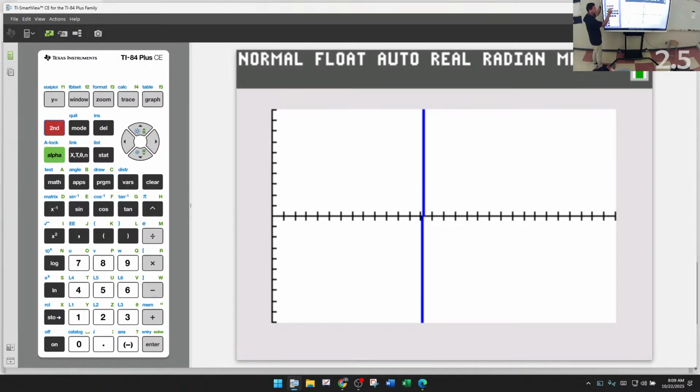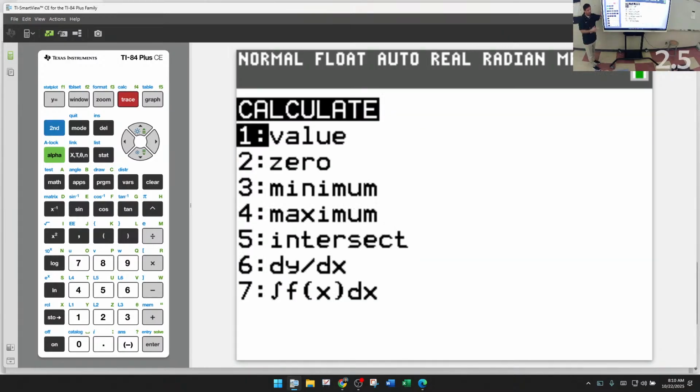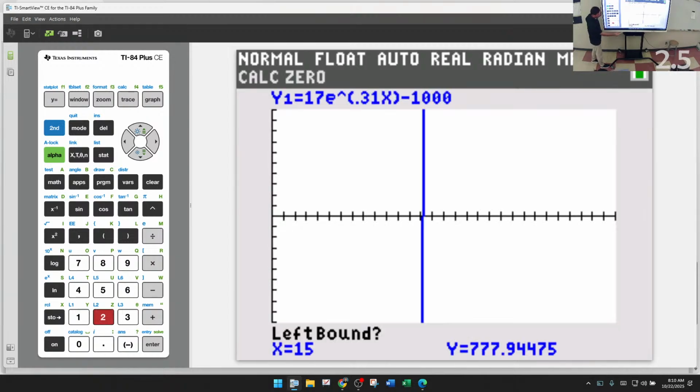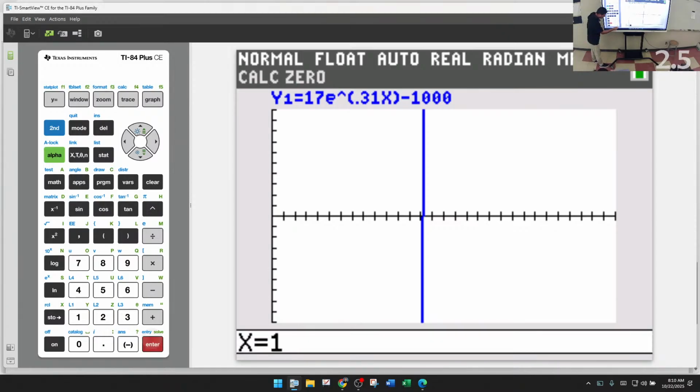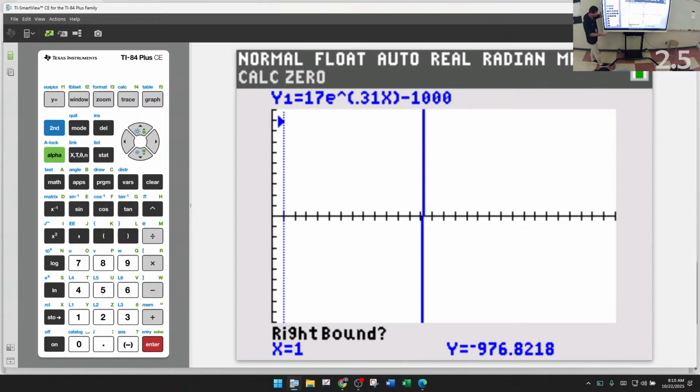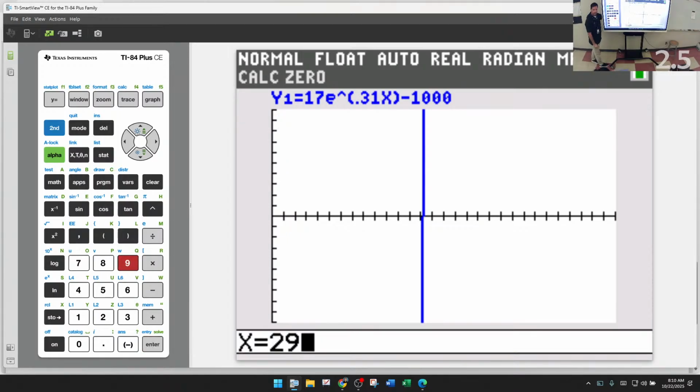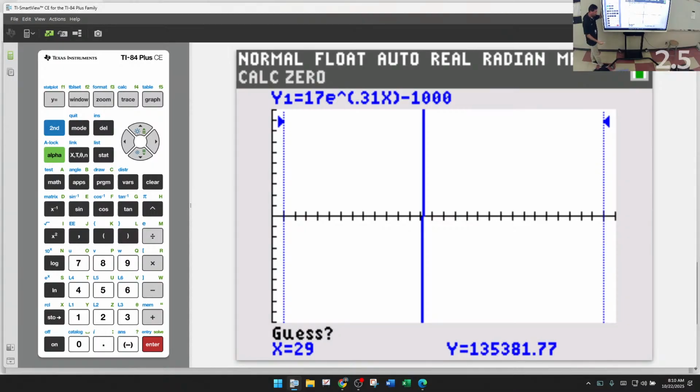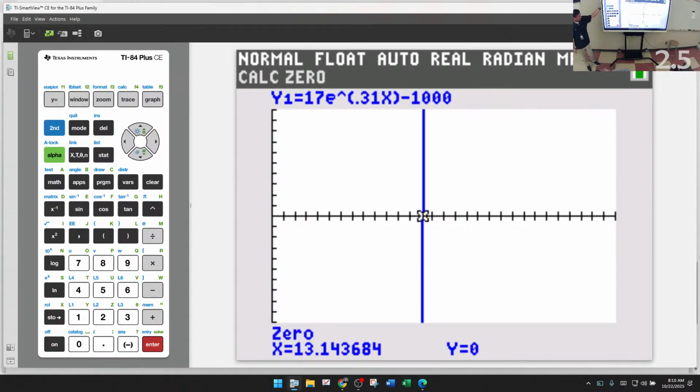So, second, don't trace. Don't trace. Calculate. Let it do everything for you. I need the 0. Left bound, I don't care. 1. Right bound, I don't care. 29. Guess, I don't ever guess. There it is. 13.143684. Yep. That was way faster, but I didn't want to.